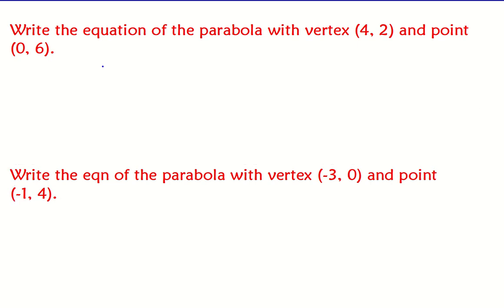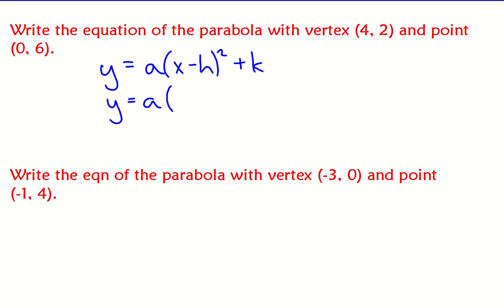So I'm going to set up the template for vertex form. y equals a times (x minus h) quantity squared plus k. And then I can go ahead and put in what the vertex is. So I actually know that this is y equals a times (x minus 4) quantity squared plus 2, since (h, k) is the vertex from lesson 2.2.